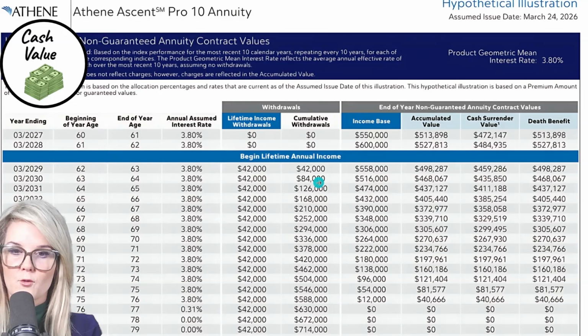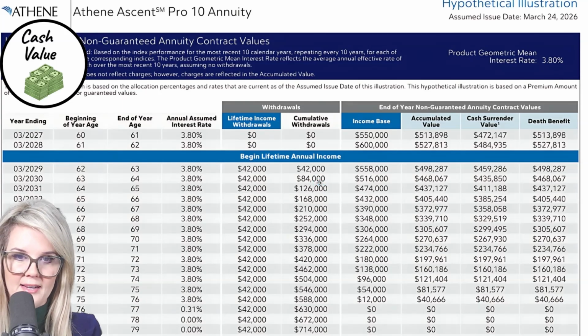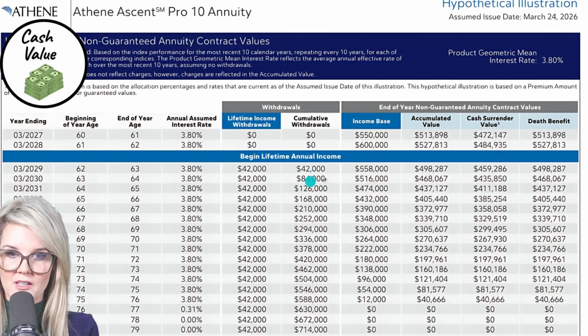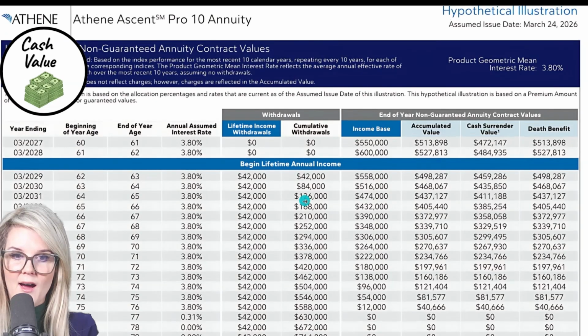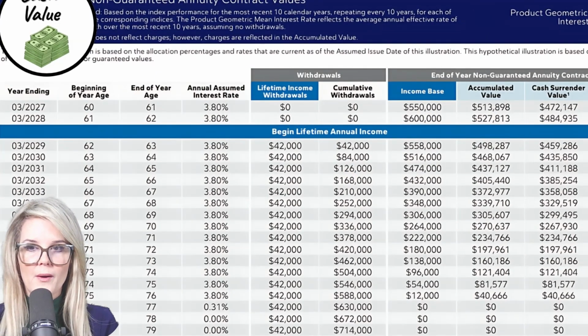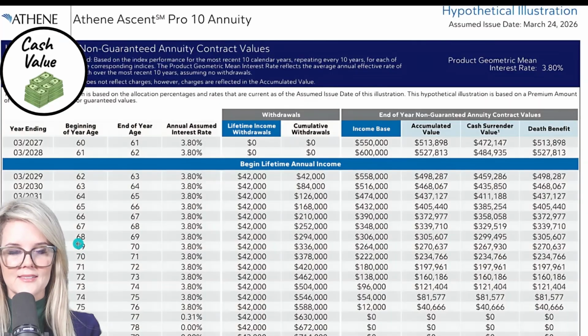That first year, he receives $42,000. The next year, 42 plus 42 is 84, right? So that adds up. It's cumulative. Then the next year, add $42,000 to that. Now it's up to 126. So he's taken out $126,000. What if he were to pass away when he is 68?